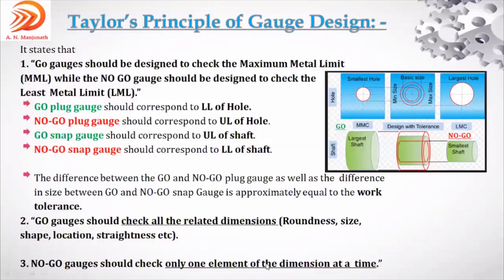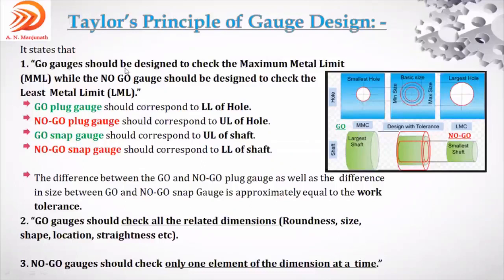This is the statement of the Taylor principle given by Taylor: no go gauge should be designed in such a way that it checks only one element of the dimension at a time. That is the rule. When designing the go gauges, it should check all the related dimensions; keep that in mind. You see over here this figure. Again, I have taken the same image which I keep on telling in the previous classes also.